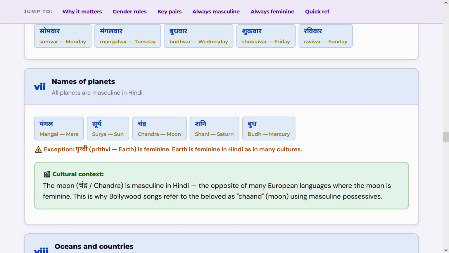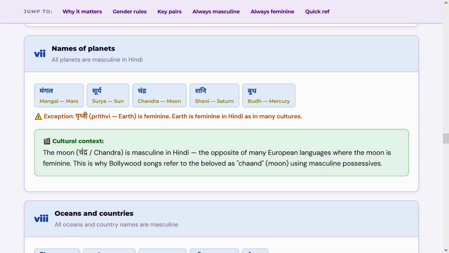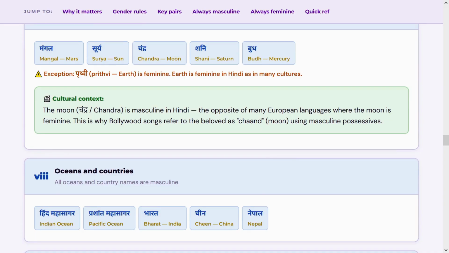The exception is our dear Earth. Earth is feminine. And it is not only feminine in Hindi but also in many other cultures. So, in cultural context, if we see the moon, Chandra, is masculine in Hindi, the opposite of many European languages, where the moon is feminine. This is why Bollywood songs refer to the beloved as Chand, using masculine possessives.